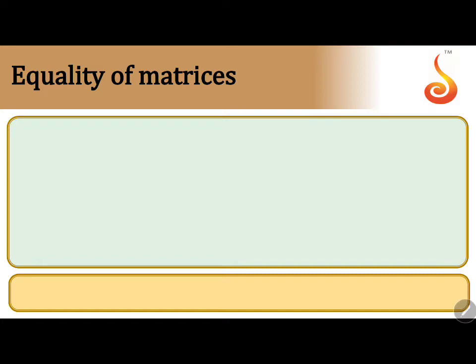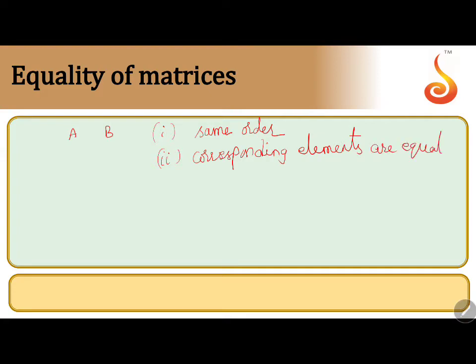Say, for example, A and B, taking two matrices, are said to be equal if they satisfy two conditions. One is both A and B have the same order, and the second one is corresponding elements are equal. A and B both must have the same order and the corresponding elements are equal. Then we can say two matrices are equal and we can write A is equal to B.